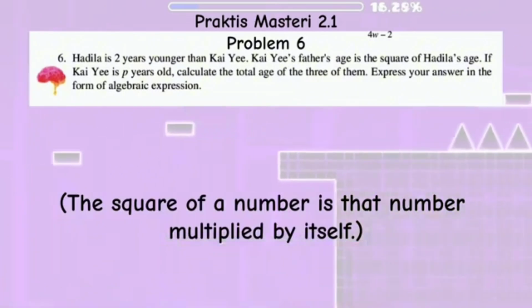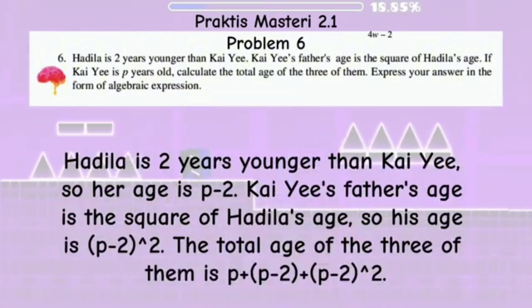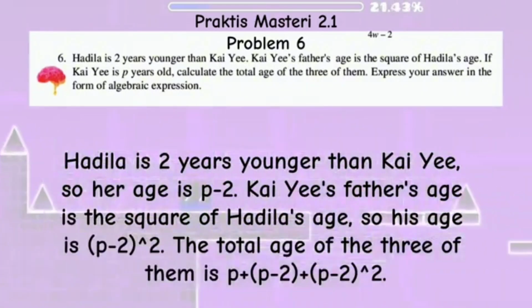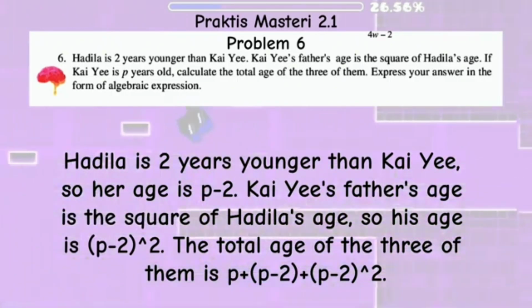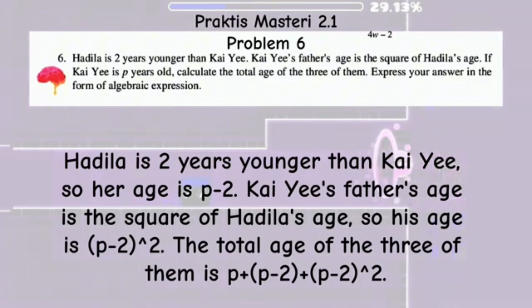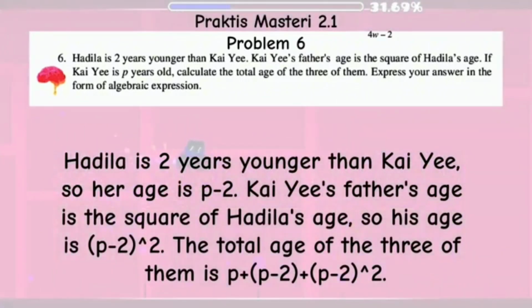The square of a number is that number multiplied by itself. Adila is 2 years younger than Kaihi, so her age is p minus 2. Kaihi's father's age is the square of Adila's age, so his age is (p minus 2) squared. The total age of the three of them is p plus (p minus 2) plus (p minus 2) squared.